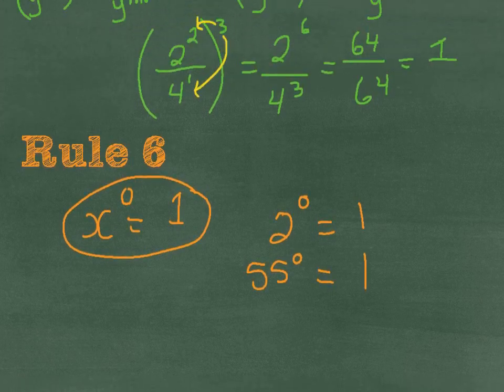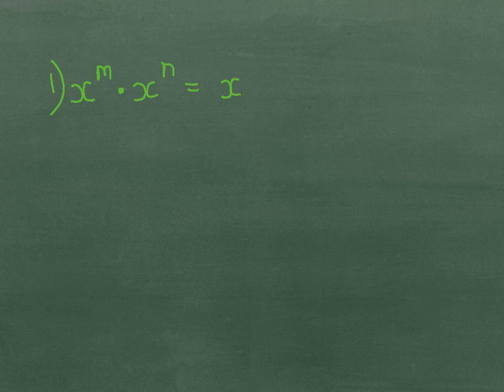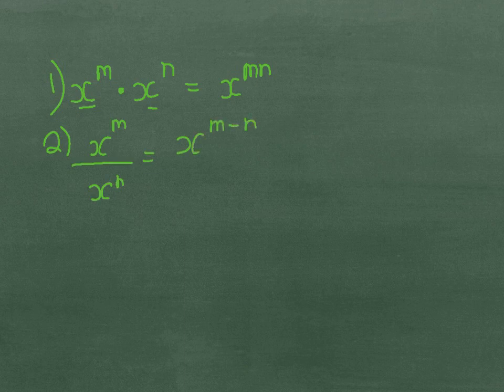So how about we just recap our rules on this page. Rule number 1: x to the m times x to the n is equal to x to the m plus n. Same base, remember? Rule 2: x to the m over x to the n is equal to x to the m minus n.